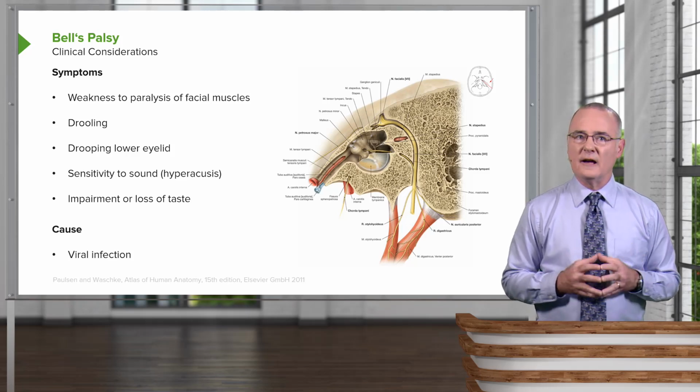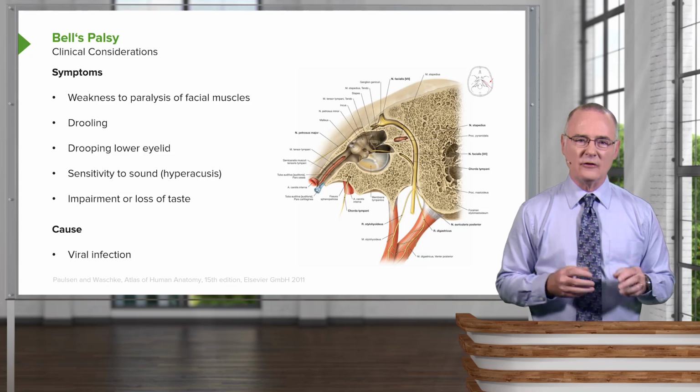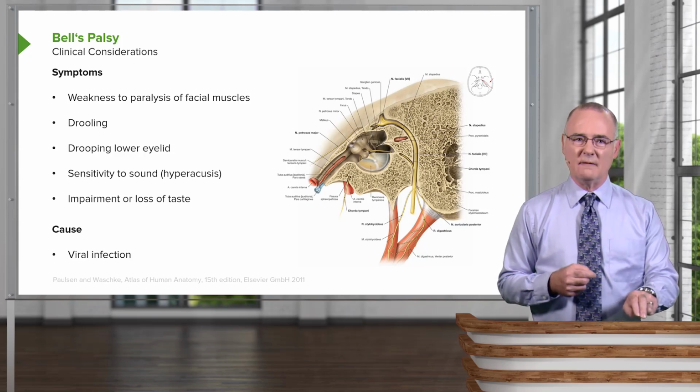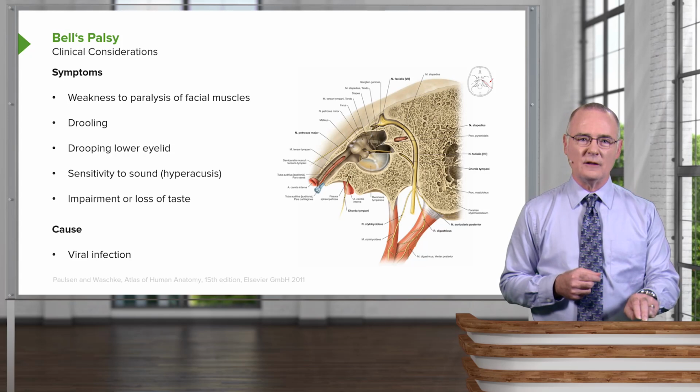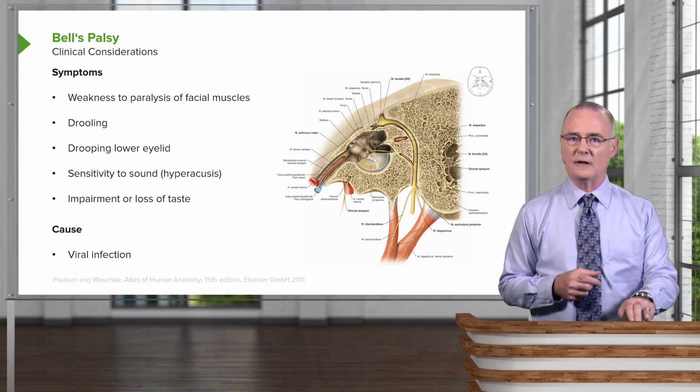The cause of Bell's palsy is a viral infection, and it can be treated with antiviral agents. And to reduce the inflammation associated with the infection, steroids can also be administered and are usually effective as well.